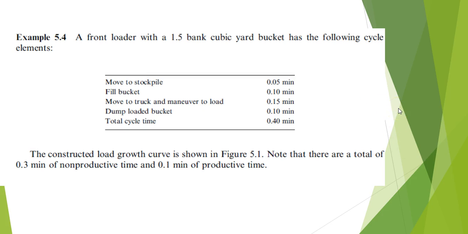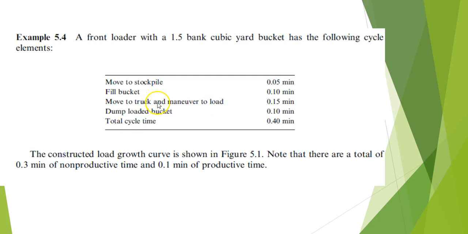For example, in 5.4, if you have a front loader with a 1.5 bank cubic yard bucket, it has the following cycle characteristics, right? The time to move to the stockpile, and this is the beginning, is 0.05 minutes. Time to fill the bucket, and it's not instantaneous, it takes pushing and shoving, it takes about 0.1 minute. So about 6 seconds.